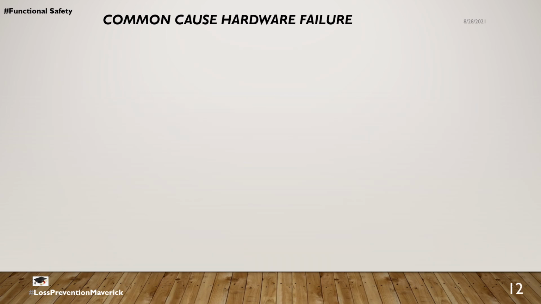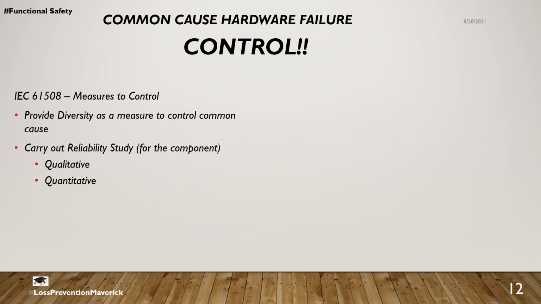Coming now to how we see that there is less common cause hardware failure, let's address those 2 words again, control and avoid. Here, we know that we cannot totally avoid it, but we can only control it, as it is an environmental factor leading to this failure. IEC 61508 measures to control says to provide diversity. We said that redundancy helps us against random failure, whereas diversity is a measure to control against common cause.